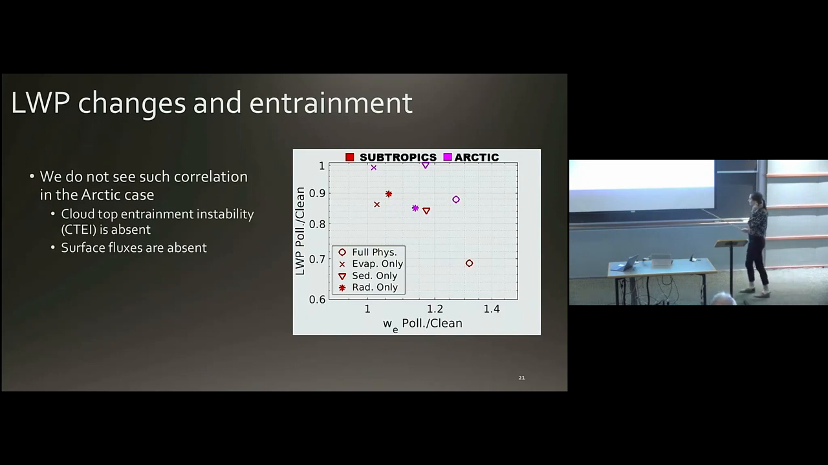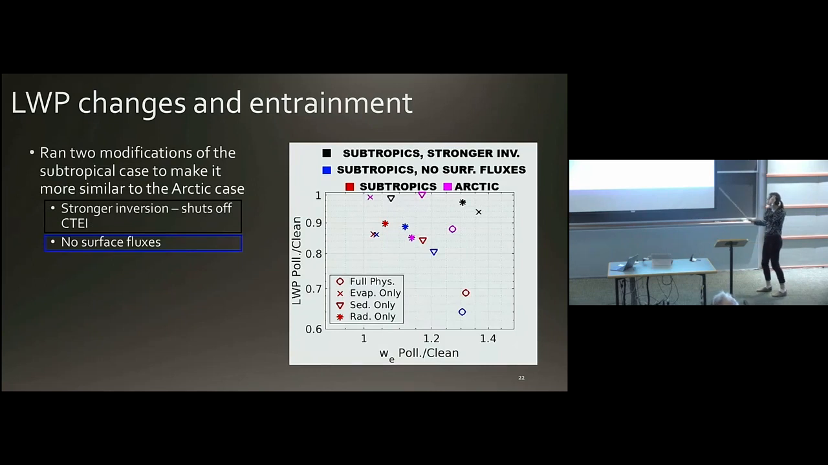So again, I think there are a lot of differences between these two cases, but two potentially important differences are that the Arctic case doesn't have this cloud top entrainment instability, and the Arctic case doesn't have surface fluxes. So what I did next was rerun just the subtropical case, but I modified it in two different ways. The first thing I did was increase the inversion strength, which has the effect of shutting off the cloud top entrainment instability. And then I also reran it with surface fluxes forcibly shut off.